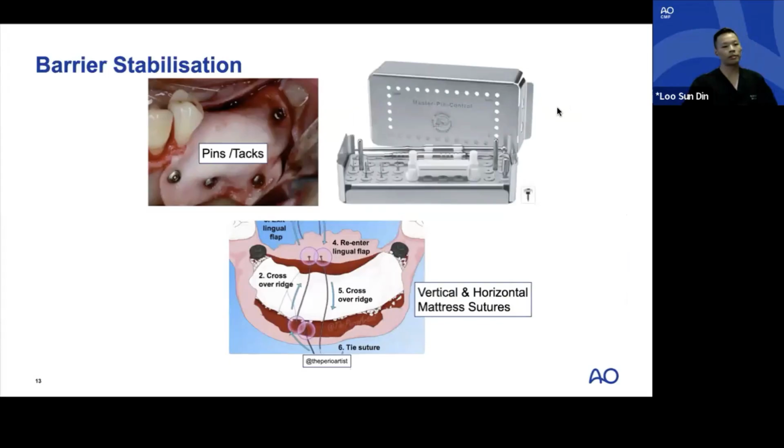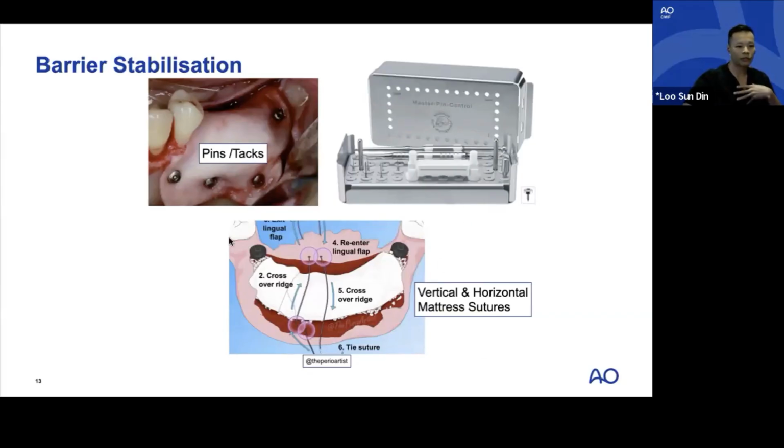Barrier stabilization is actually pretty critical if we're going to do bigger and bigger bone graft. You have your pins and tacks from Meisinger or any brand that you can come up with, which is great to use, especially for the maxilla, but it's exceptionally tedious for the mandible because it's highly cortical in nature. You have to pre-drill it and tap it in. So as for the mandible, I don't like using it.